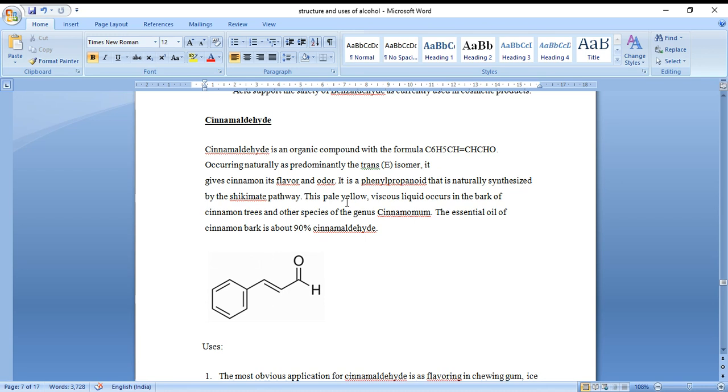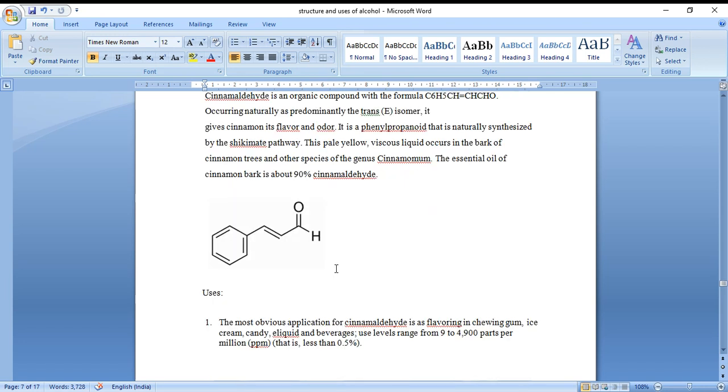Cinnamon is a phenylpropanoid that is naturally synthesized by the shikimate pathway. This is a pale yellow, viscous liquid that occurs in the bark of cinnamon trees and other species of the genus Cinnamomum. The essential oil of cinnamon bark is cinnamaldehyde. So do you know what cinnamon is? Just go through the word, cinnamon.